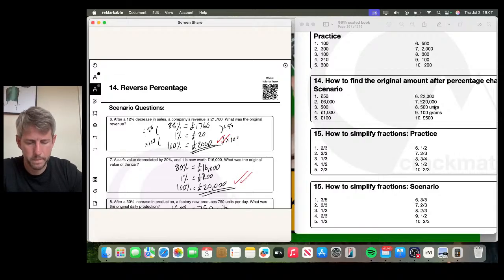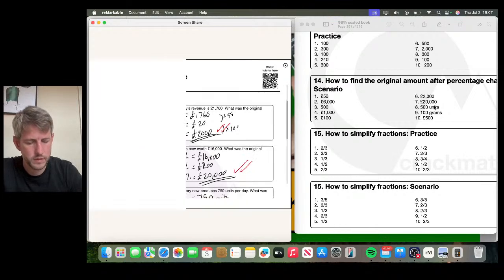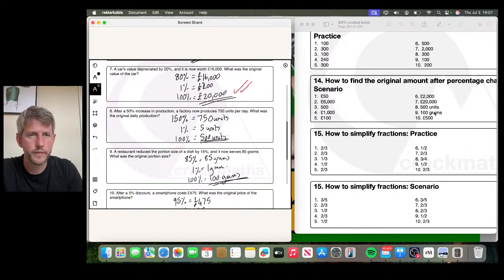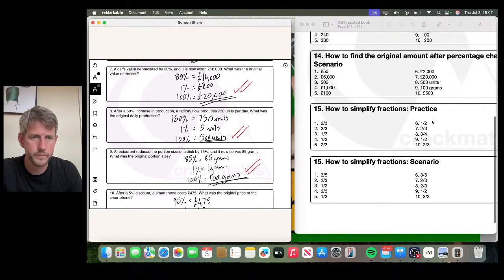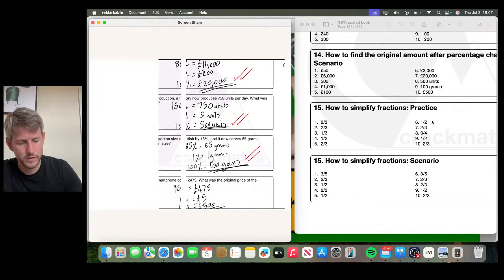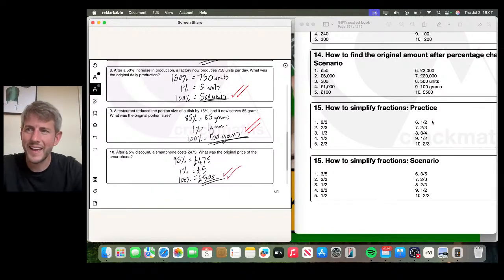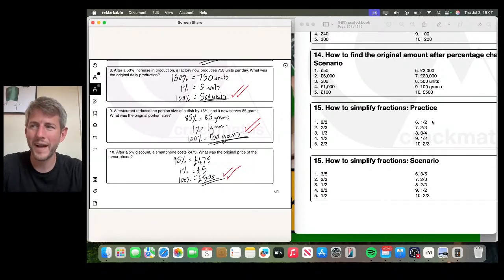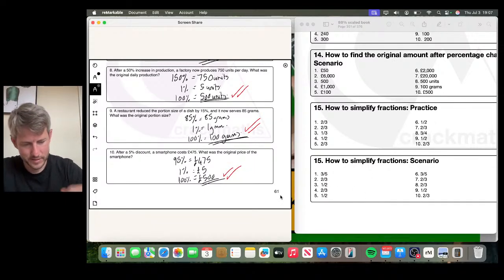20,000. Yeah. 500 units. 100 grams. And 500 pounds. Excellent. So the answers all match. Okay, perfect. Let's keep going.